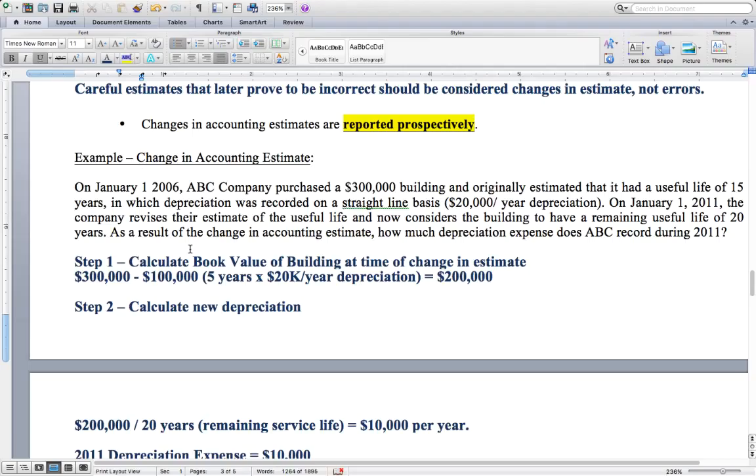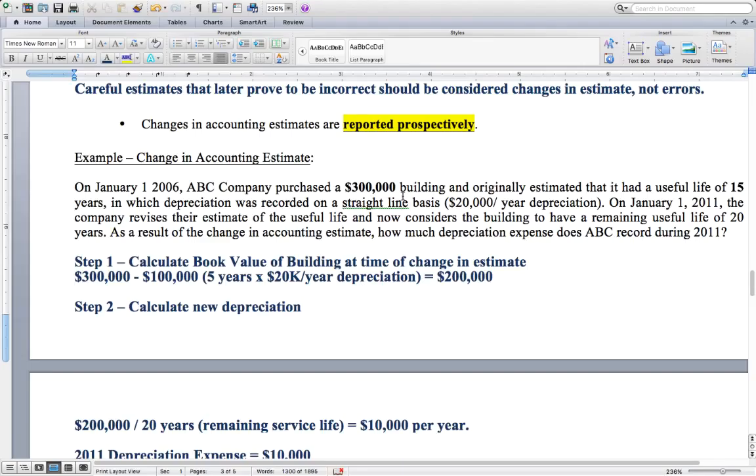So, as an example, on January 1st, 2006, ABC Company purchased a $300,000 building and originally estimated that it had a useful life of 15 years, in which depreciation was recorded on a straight line basis of $20,000 per year. To get to that number, because you may have to calculate this balance, it is simply 300,000 divided by the 15-year useful life. Assume that there is no salvage in this example.